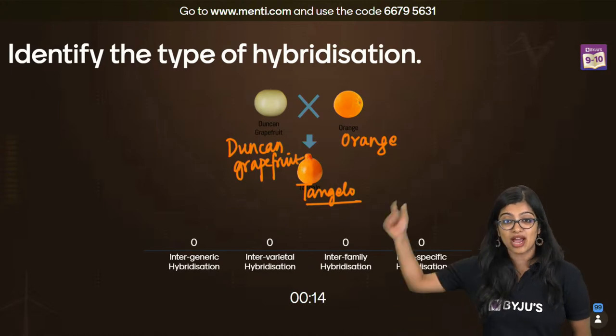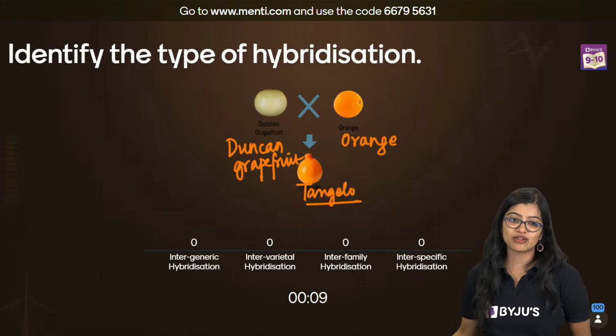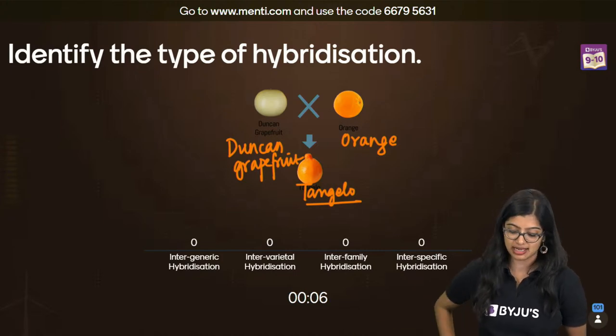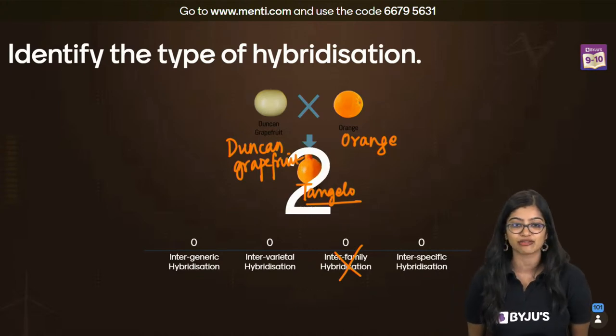Ma'am, I can't see it. I've written it on screen. I know I have not taught C, so you can just eliminate C. There's nothing called interfamily. We've not learnt about it, so you can eliminate C. I only eliminated C for you.